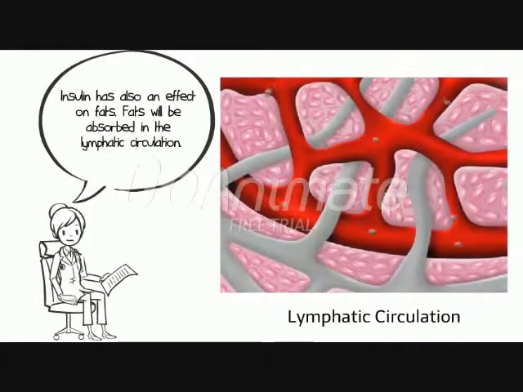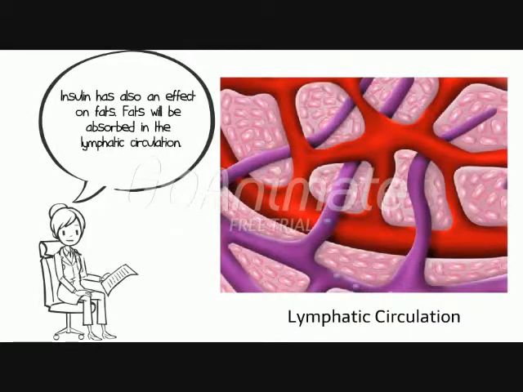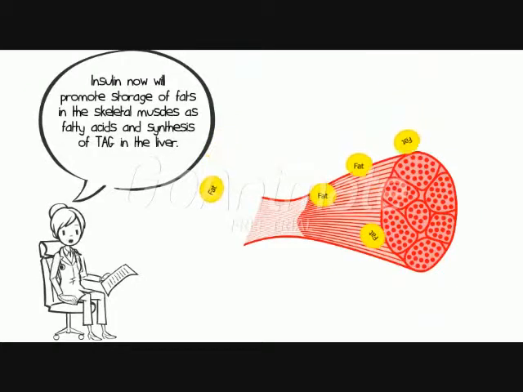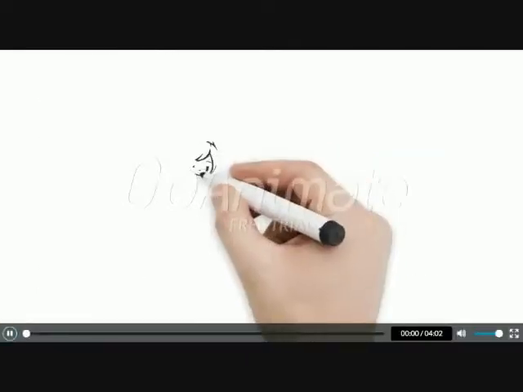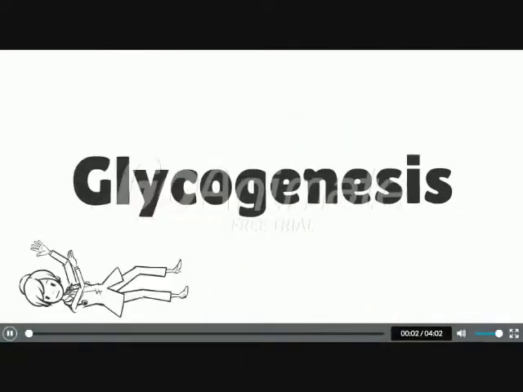Fats will be absorbed in the lymphatic circulation. Insulin now will promote storage of fats in the skeletal muscles as fatty acids and synthesis of TAG in the liver. Now let's talk about the mechanism of glycogenesis.